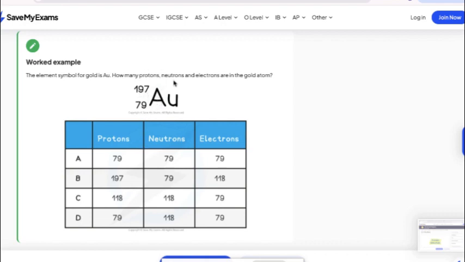Now we're going to answer some questions. How many protons, neutrons, and electrons are in this gold atom? For the gold atom, the proton number is 79. Number of protons is 79. So 197 minus 79, what do we get? To get the neutrons, 197 minus 79, what do we get?